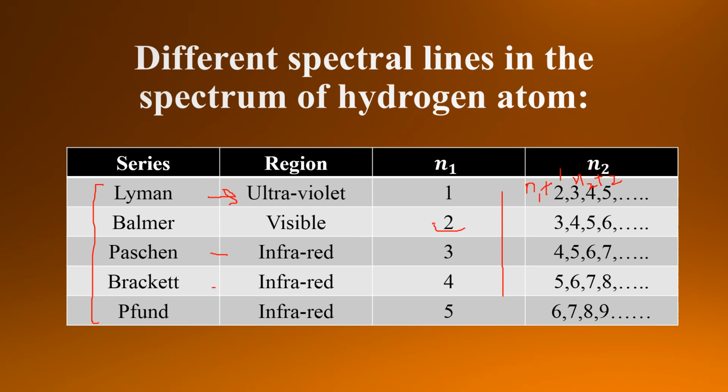And Brackett series, the region of Brackett series is also infrared, and the value of N1 is 4, but the value of N2 will be 4 plus 1, N1 plus 1, 5, N1 plus 2, N1 plus 3 and so on. And the last series is Pfund series, and the region for Pfund series is also infrared, and the value of N1 is 5, it is constant, and N2 is 5 plus 1, N1 plus 1, 6, 7, 8 and 9 and so on. So these are the spectral lines and the different regions in which those spectral lines lie.